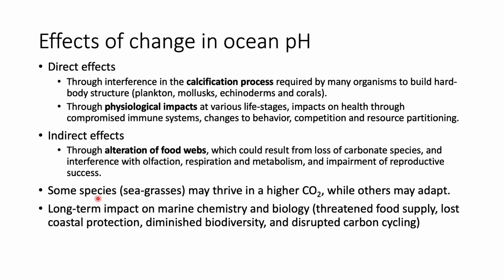Some species, for example seagrass, may thrive at a higher CO2 concentration because they use it for the production of food, while others may have to adapt. And the long-term impact on marine chemistry and biology will threaten the food supply. That is what we had seen. The food webs are getting affected. Loss of coastal protection, diminished biodiversity and disrupted carbon cycling. These are all the other long-term effects of change of ocean pH.